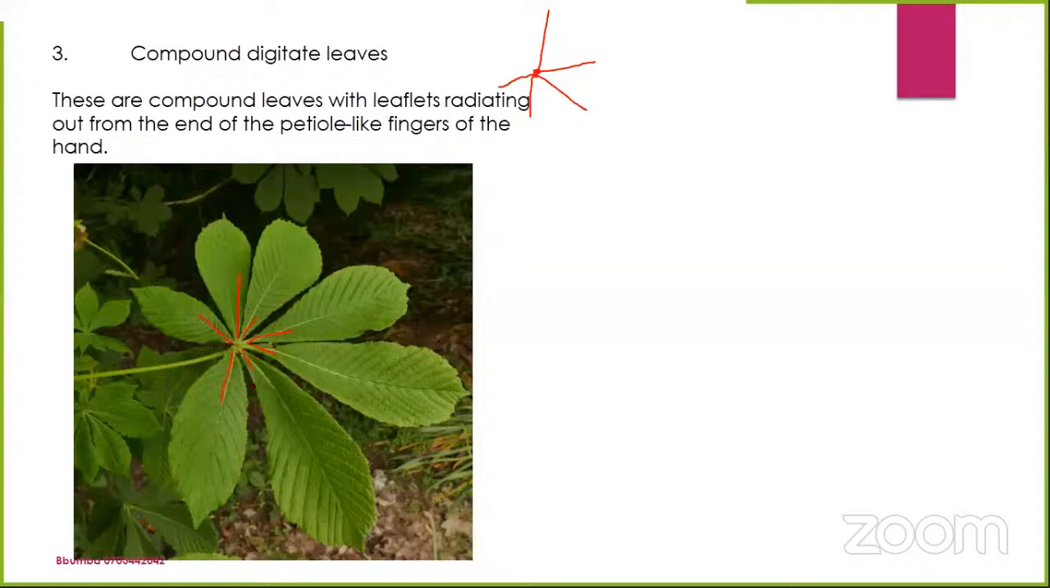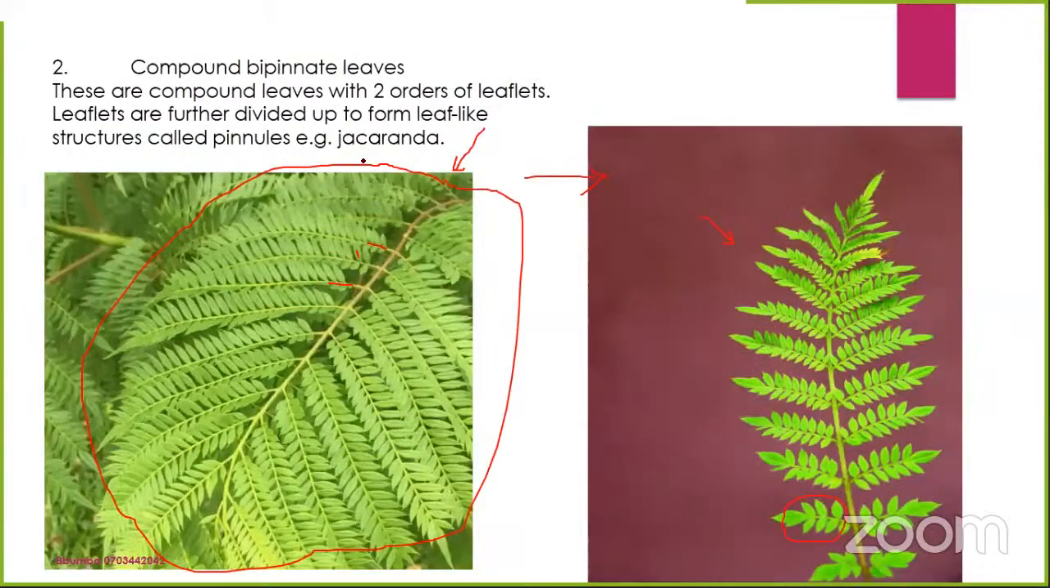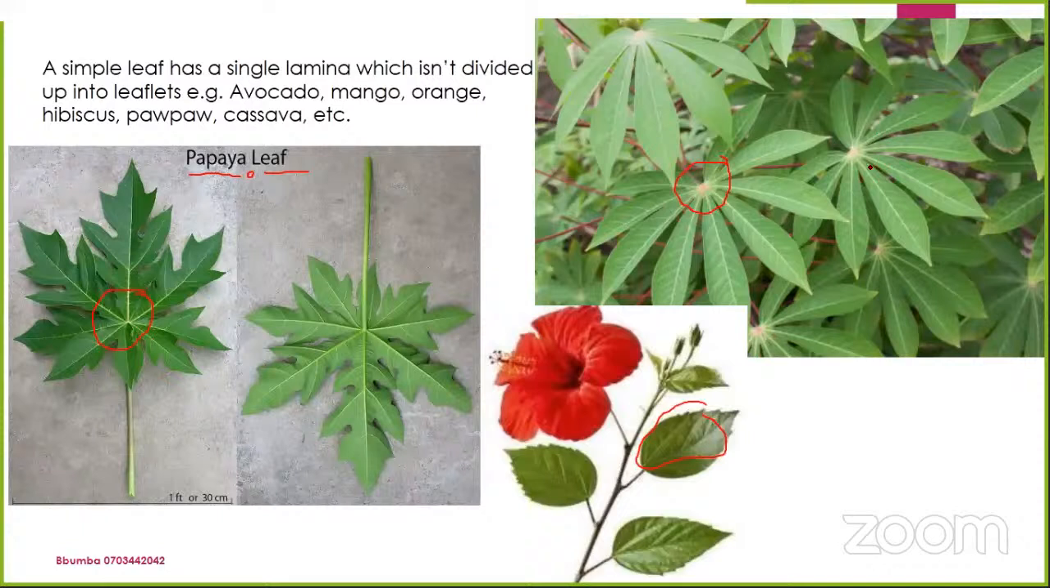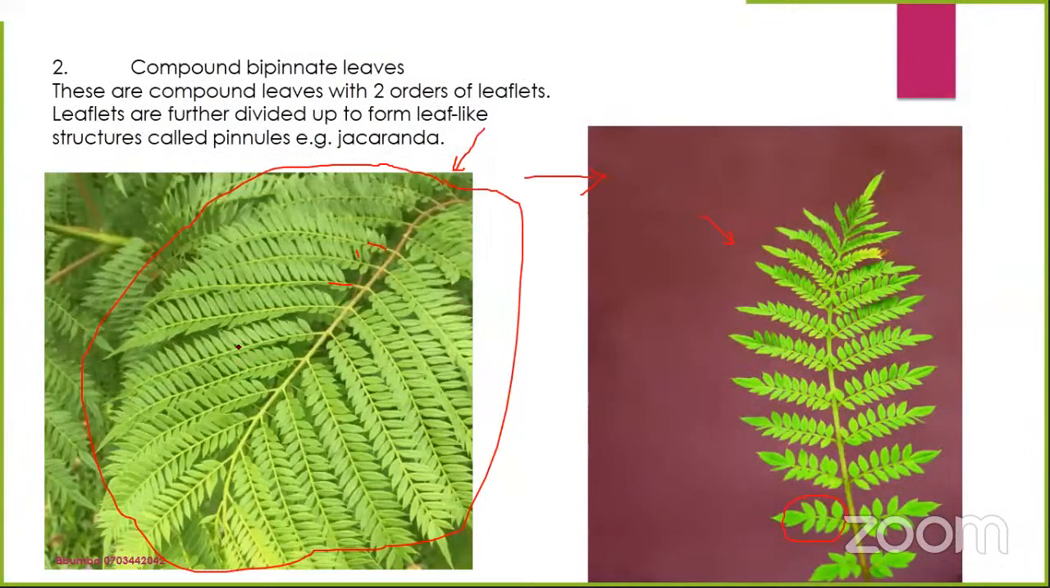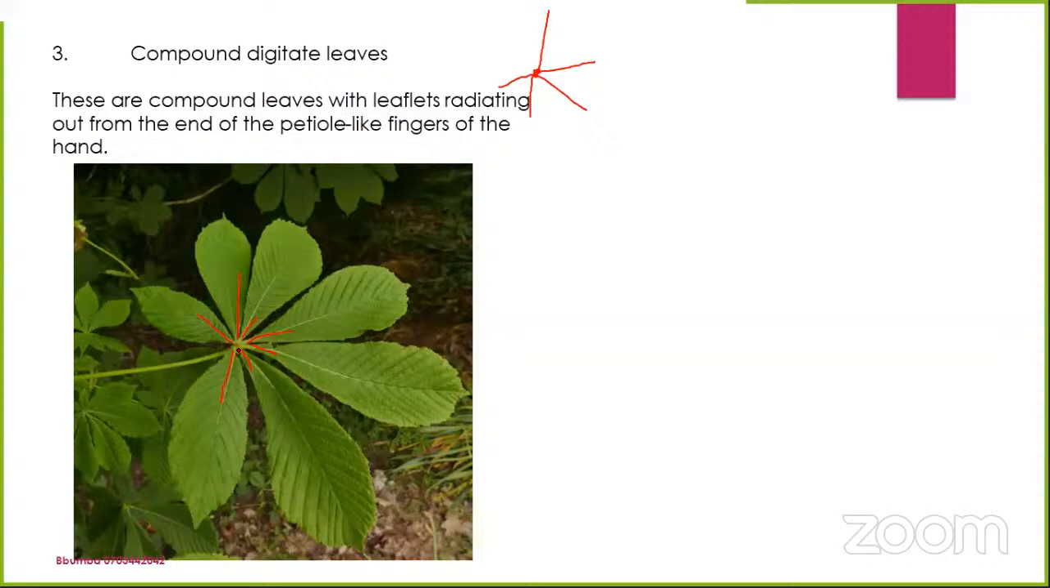You can compare this one with the one of cassava. If we can go to the one of cassava, I want you to take note that in cassava here, it did not divide completely. It's still intact here, okay? It did not divide completely. But if you look at this one, it divides completely. That's why the cassava leaf is a simple leaf.